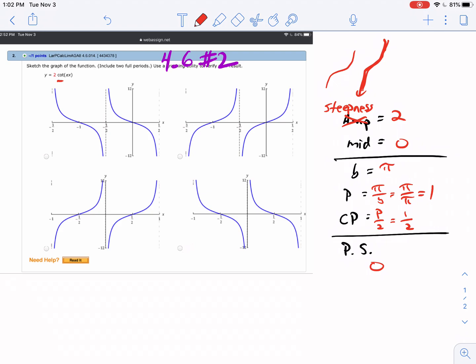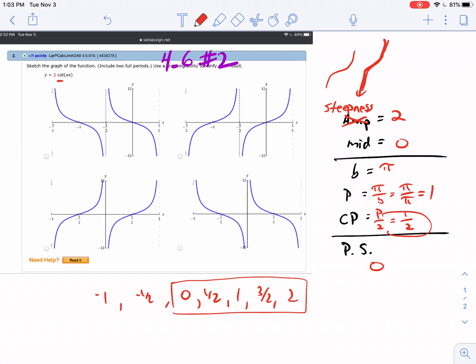And the phase shift, there is no phase shift because nothing is being added or subtracted inside the parentheses. So that means my very first critical point will be at 0, and then we're going to just add a half. So half, and then 1, and then 1.5, and 2. And you could go backwards. So you could go back to -1/2, -1, and so on. But these are the 5 that I would concentrate on graphing.